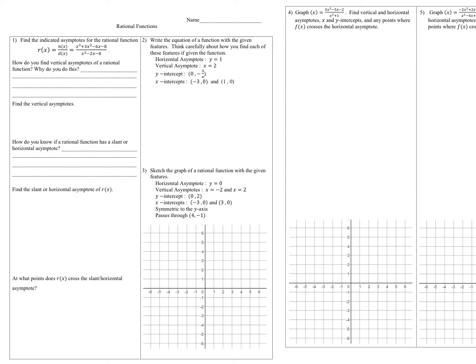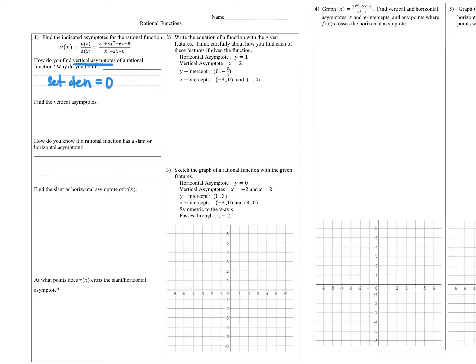Alright, we're going to look over the rational functions homework. For the first question here, we have this rational function. It says, how do you find the vertical asymptotes of a rational function? Remember, the vertical asymptotes are where we are undefined. So it's setting the denominator equal to 0, because that's when a fraction is undefined.